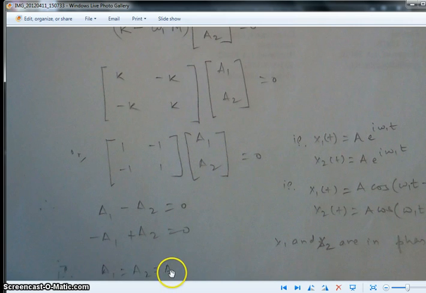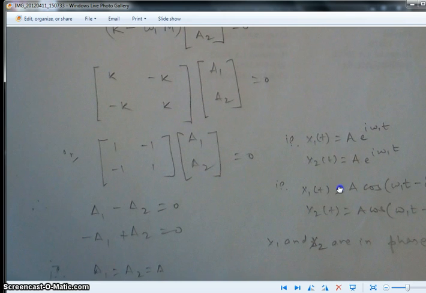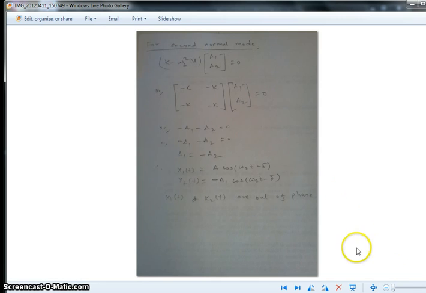Putting the values of a1 and a2 in our original supposition, we get x1(t) equals a e^{iω1t}, and x2(t) equals a e^{iω1t}. Here the amplitudes are the same and the phase differences are also the same. So what we can say is x1 and x2 are in phase. Similarly, let's go ahead and find the second mode.